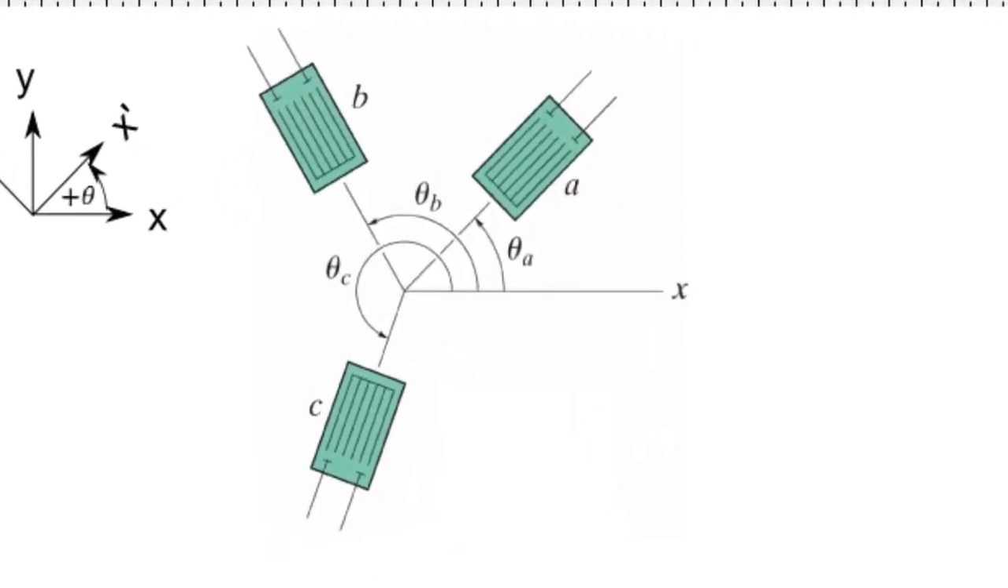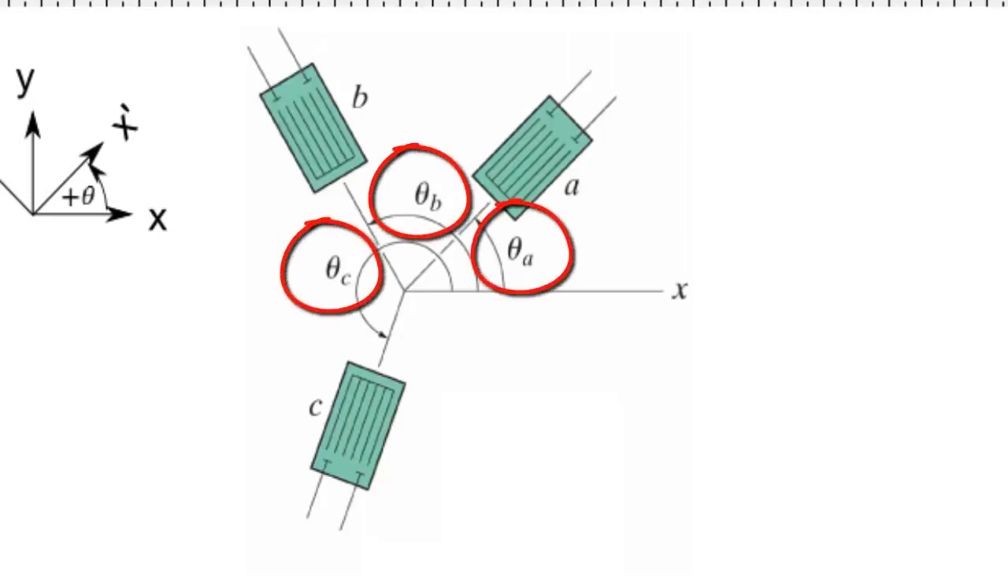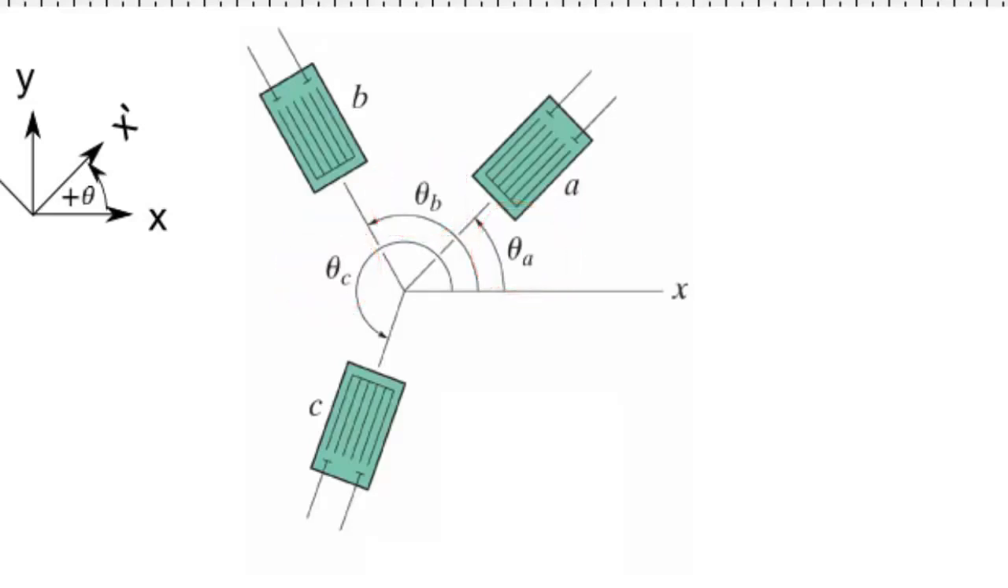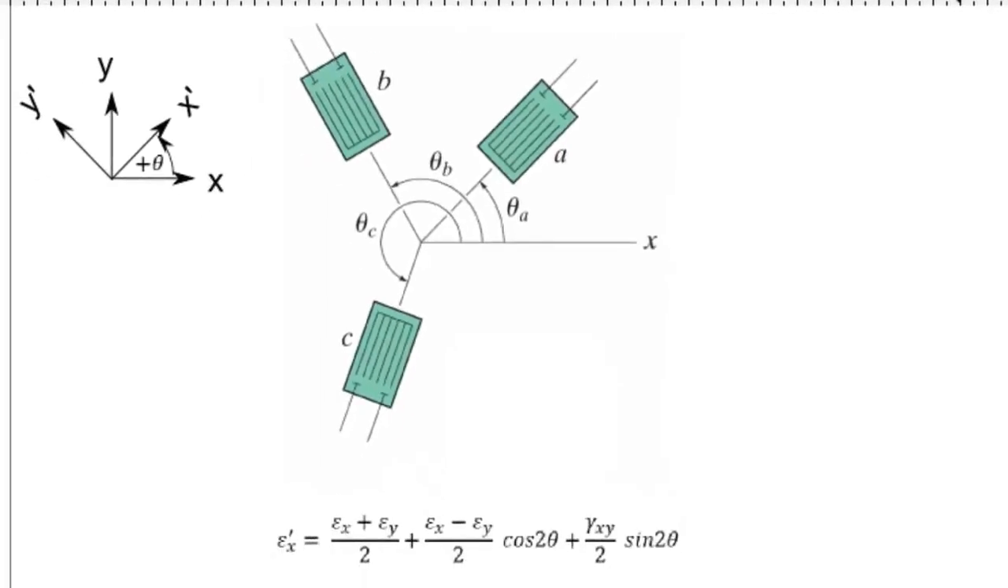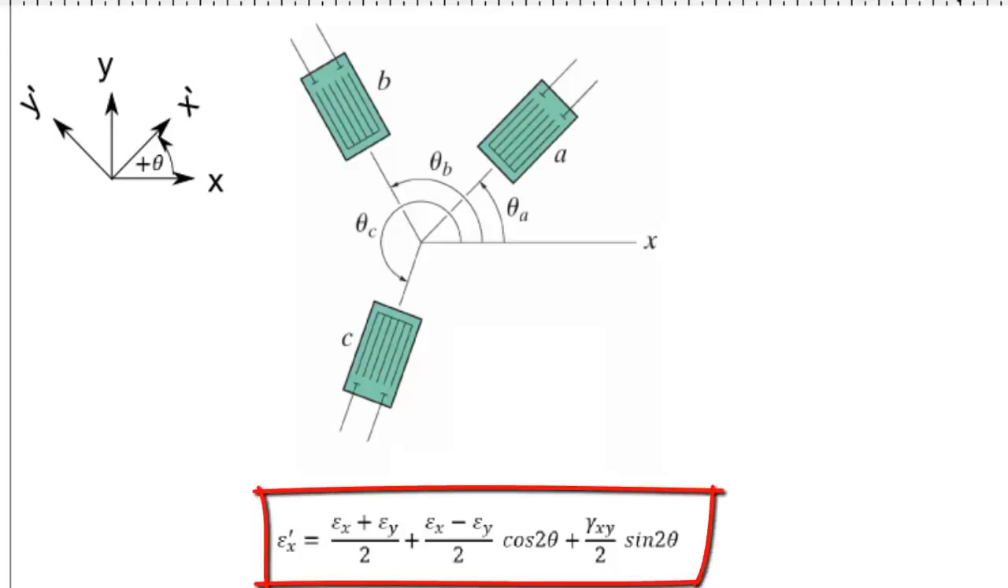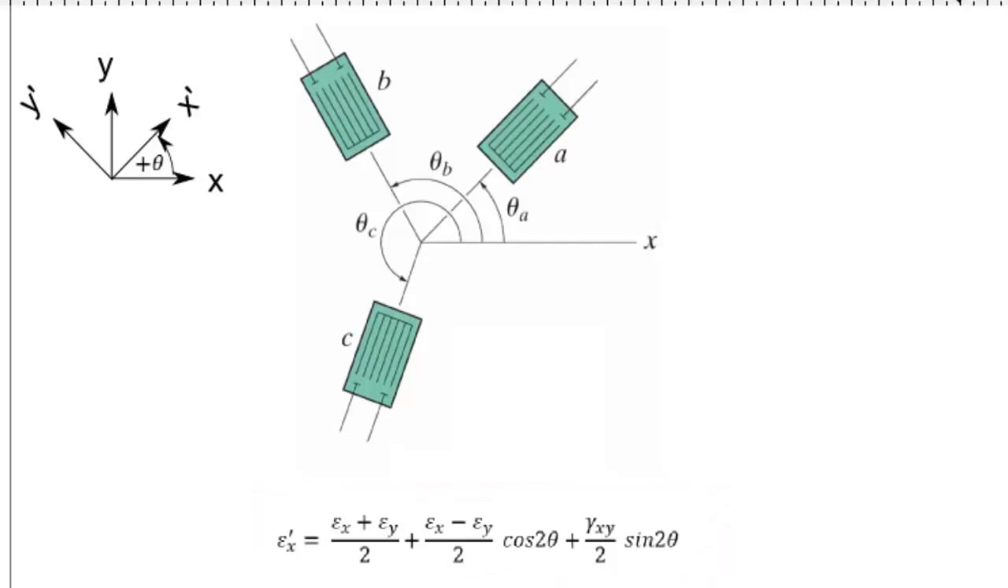Strain gauge rosettes are typically comprised of 3 or more different strain sensors that are rotated at various different angles, on this picture indicated as theta A, theta B, and theta C. By knowing the angle between each of the different strain gauges from the principal x-axis, as well as the strain measured in each of these gauges, we can utilize the first strain transformation equation to determine the state of strain and therefore the state of stress at the location that the strain gauge is mounted.